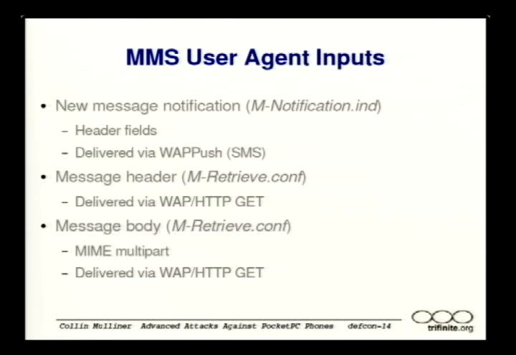And then in the retrieve conf, of course, we have a header part and a body part. The body part is really nice, complex, binary encoded MIME multipart. If you ever looked at a MIME encoding and then just think about how it would look in binary, yeah, it's fun.